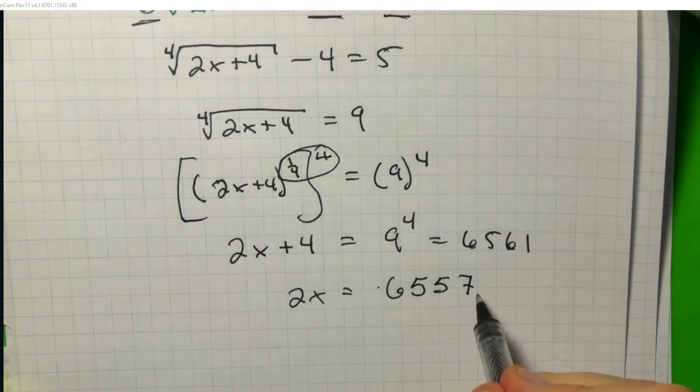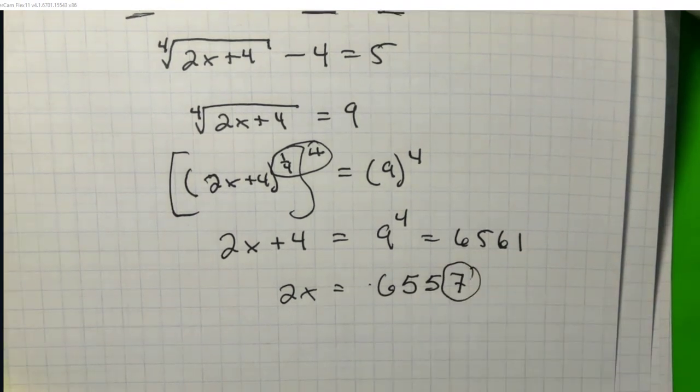Now, remember from 6th grade, if you look at the units digit, if it's even, it's divisible by 2. This isn't, so I'm going to end up having a half as part of my answer when I'm done.